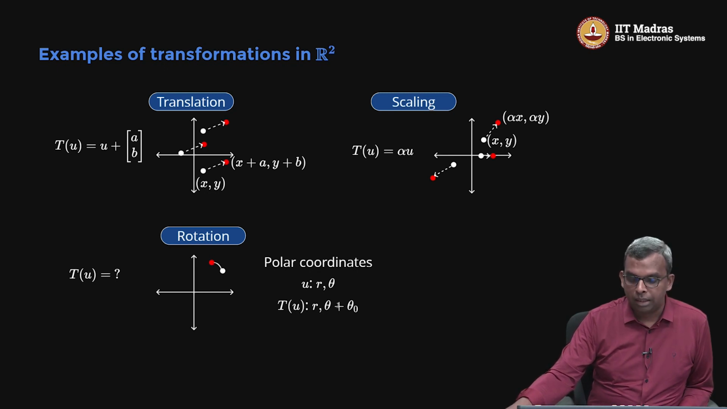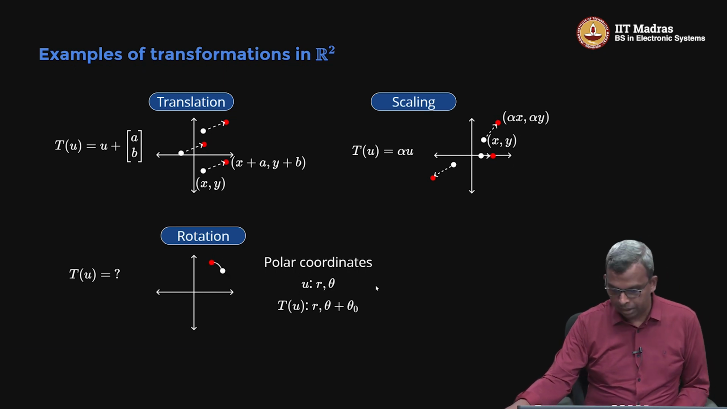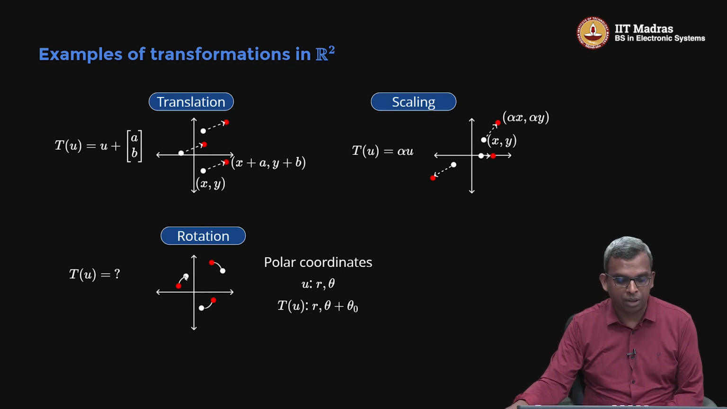Okay, so r comma theta plus theta naught. I hope this is clear. The same thing would happen everywhere. So what happens when you rotate? The magnitude doesn't change, but the direction changes by this angle theta naught. Same thing happens to every other point. A point here would rotate like this, a point here would rotate like this. So this is what rotation does.